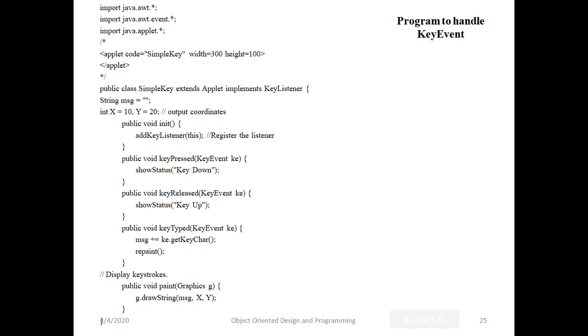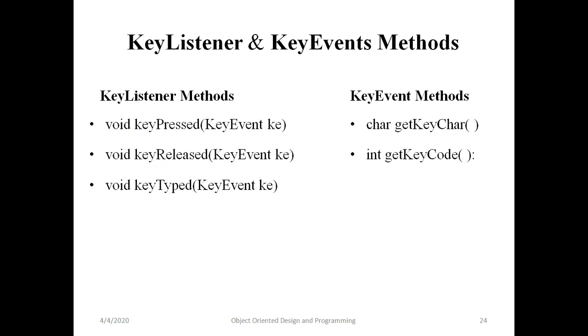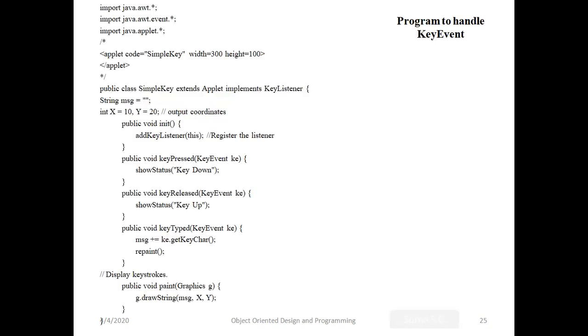Since I've implemented key listener, I'll be giving the implementation for all the three methods which are present in key listener: key pressed, key released, and key typed. So I'm going to define key pressed. So public void key pressed, all the three methods receive key event object as parameter. So in parameter, I'll give key event KE, which is the object of key event.